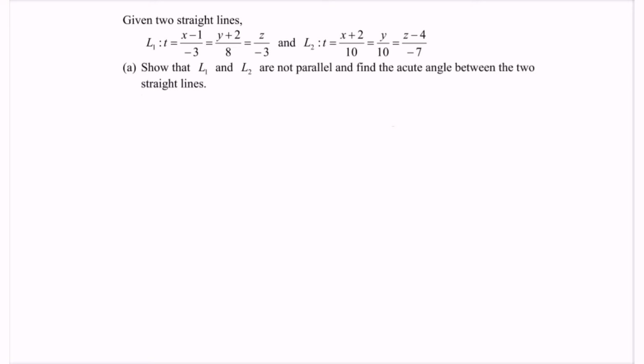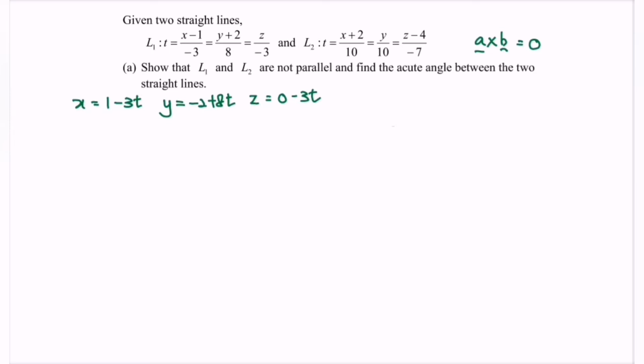So we notice that if A cross B is 0, it means that they are parallel. So now what we have to do is to show the situation. Referring to L1, we have the Cartesian equation of a straight line and we have to change it to a parametric equation. So for example, here we have x equals 1 minus 3t, y equals negative 2 plus 8t, and z equals 0 minus 3t. So that is L1.